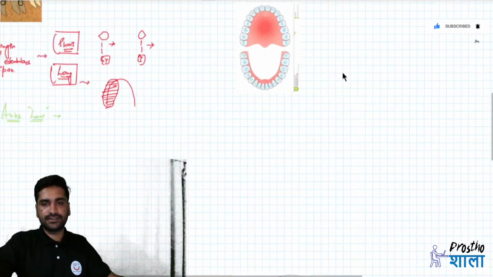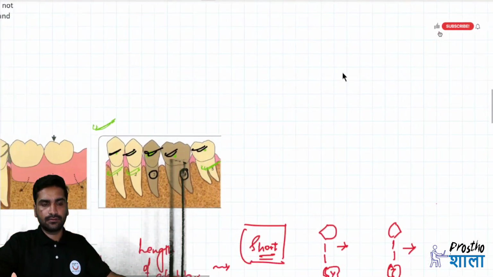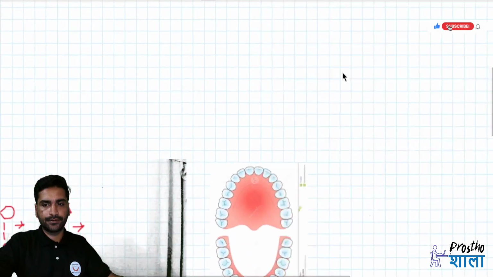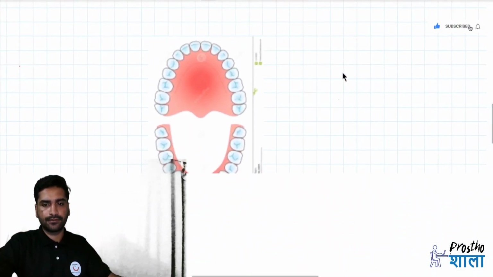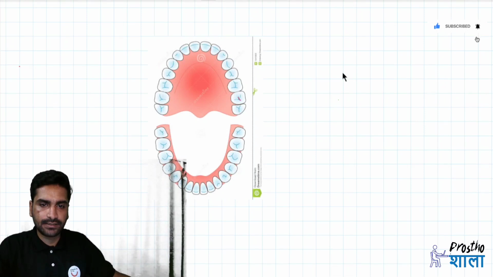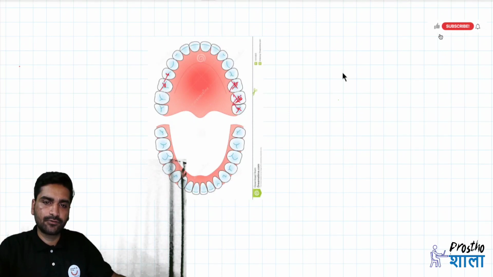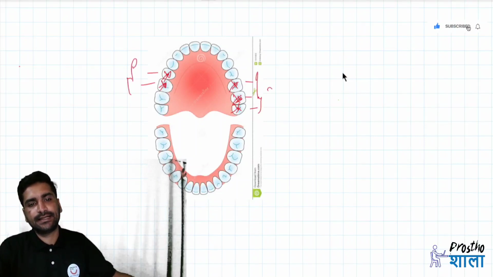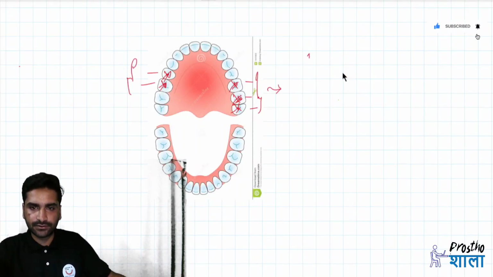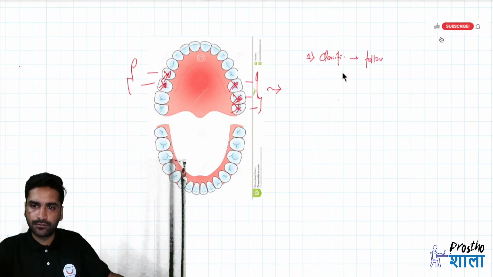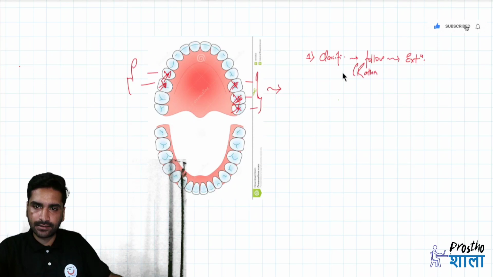In this diagram, suppose these two teeth are decayed, these three are decayed, these two are also decayed. So I am going to extract all these five teeth. Only after extracting these five teeth can I determine the classification. So the first rule is the classification should follow extraction rather than precede them.